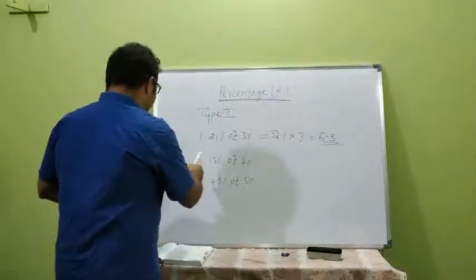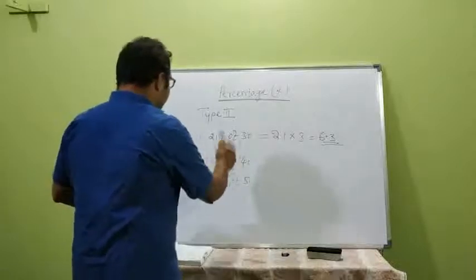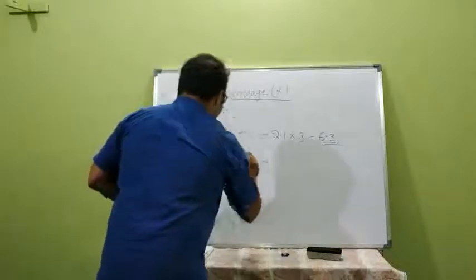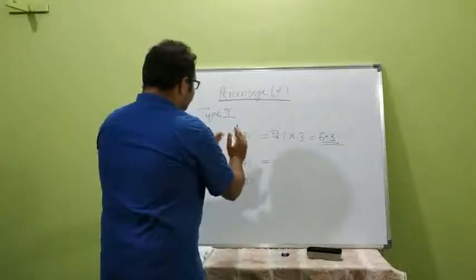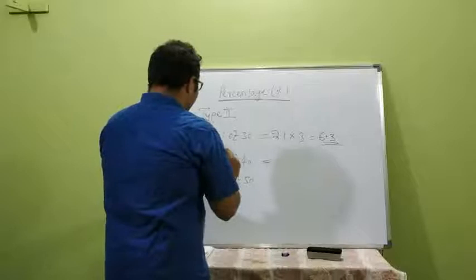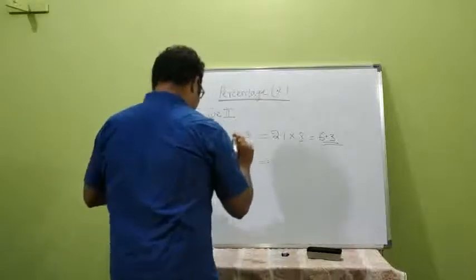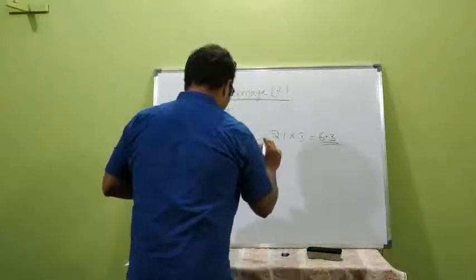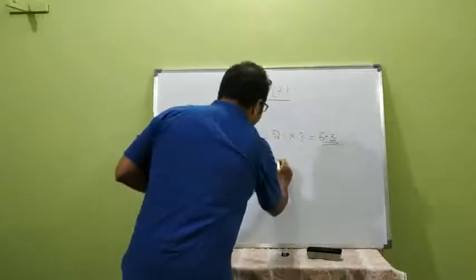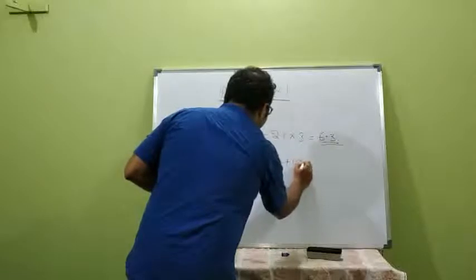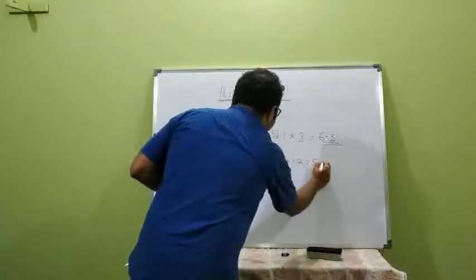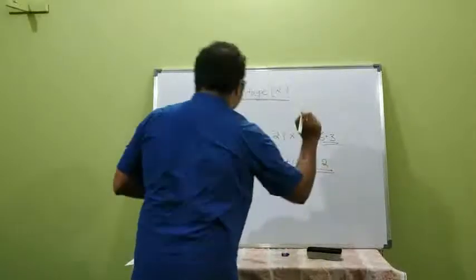Now consider the second problem, 13% of 40. A simple way: 10% of 40 means 4. Again, 3% of 4 is 1.2. 4 plus 1.2 is 5.2. 5.2 is the answer.